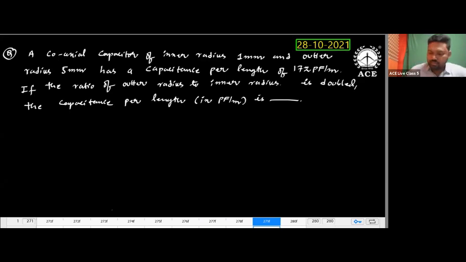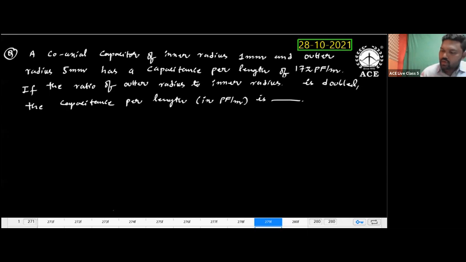See here. A coaxial cable capacitor of inner radius, how much? 1 mm. And outer radius 2 mm. It has a capacitance per unit length of 172 picofarad per meter. If the ratio of outer radius to the inner radius is doubled, the capacitance per unit length is.